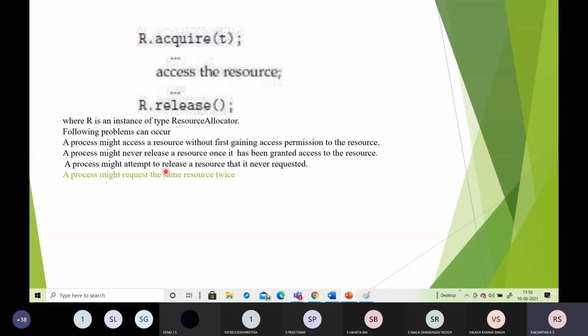And a process may attempt to release a resource that it never requested. Until a process gives a request for the resource, it is not ready to release it. And a process may request the same resource twice. Also, a process P1 is utilizing the resource R1, it completes the task and releases the resource, but then P1 again requests the same resource, either twice or thrice. Again it causes a problem during resource allocation.